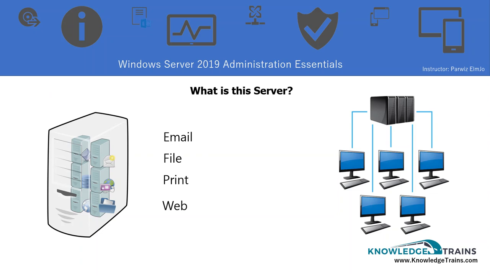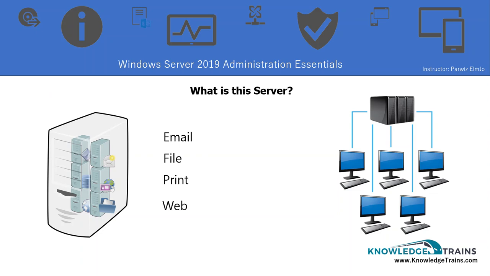Email servers provide us email services. For example, Gmail, Hotmail, Yahoo, and all other email providers are running thousands of servers in a place called data center. And that's how we are sending and receiving emails, and that is where we are storing all of our emails. File servers provide file and sharing services.